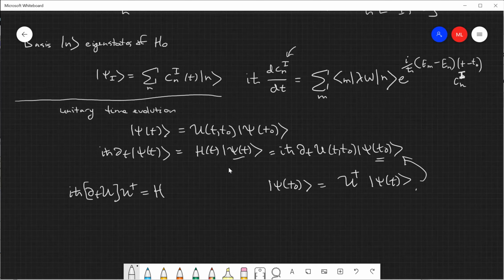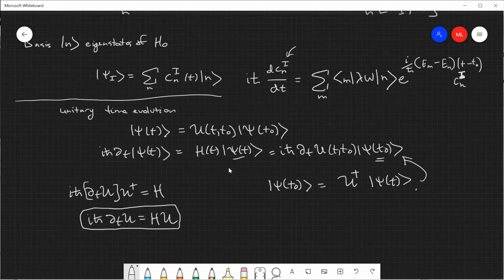And moreover, we can act with U on both sides. So iħ ∂_t U is equal to H U. It's just the relationship between unitary time evolution and the Hamiltonian. We looked at this kind of relationship before, actually, in the first semester. We basically derived this.